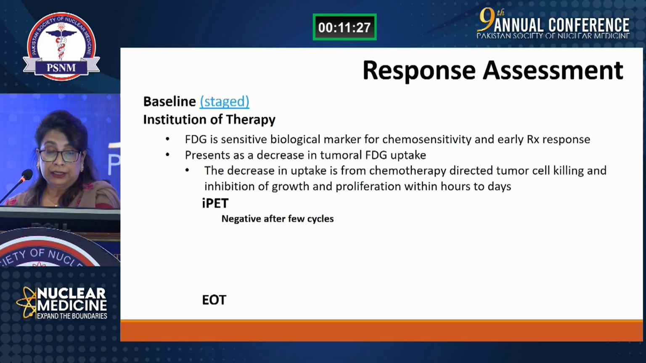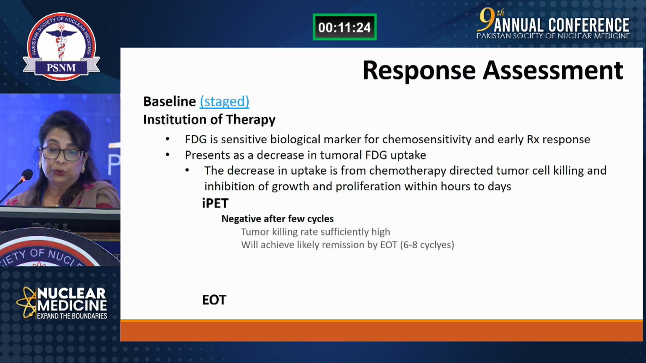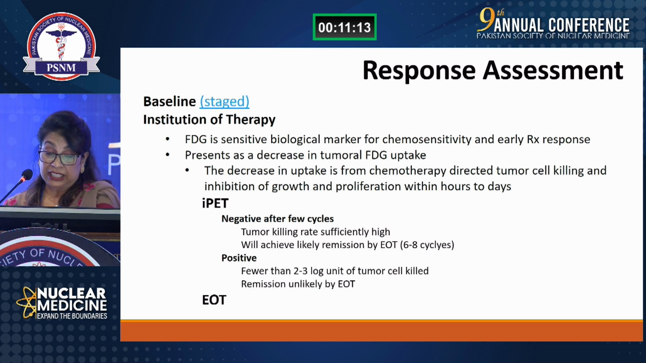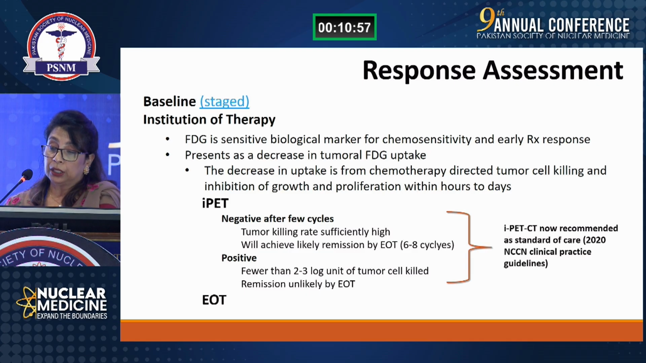The interim PET scan, if it is negative after a few cycles, means the tumor killing rate is sufficiently high and will achieve a likely remission by 6 to 8 cycles. And if it is positive, then this indicates that fewer than 2 to 3 log units of tumor cells have been killed, and remission is unlikely by the end of treatment. And now there has to be a change in management, maybe chemotherapy or whatever should be undertaken. Now this interim PET scan has been recommended as a standard of care by the 2020 NCCN guidelines that have been put in place, right?